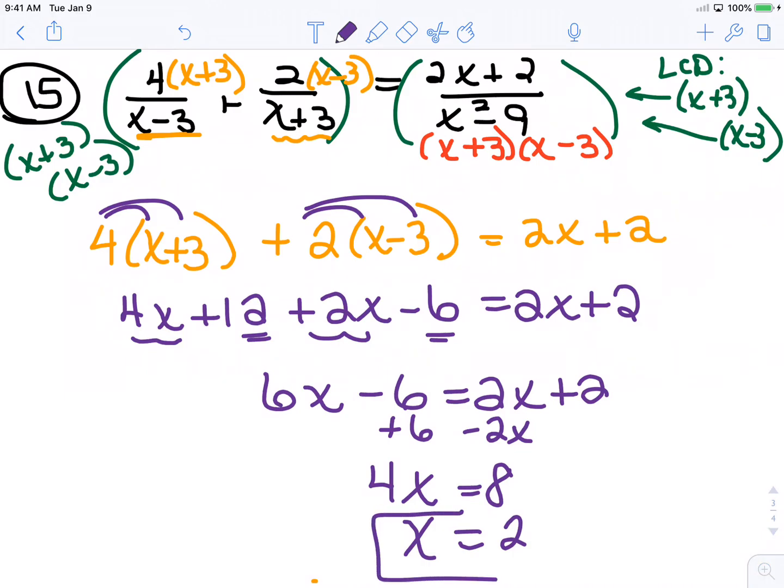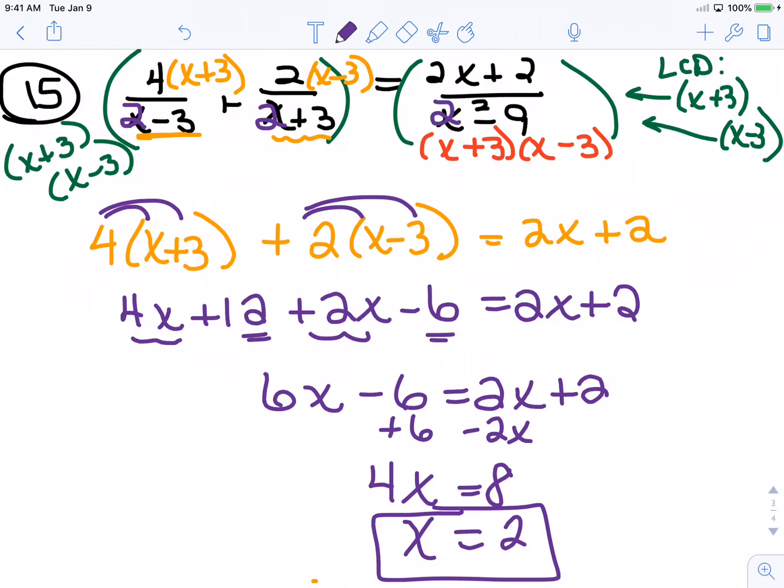So before you move on to the next problem and you think you're done, make sure you check for extraneous solutions. If we're looking for extraneous solutions, you're taking that 2 and plugging it into the denominator. So plugging it in first for the x minus 3, 2 minus 3 is negative 1. That's not 0. Plugging it into this second fraction, 2 plus 3 is 5, so that's good there as well.